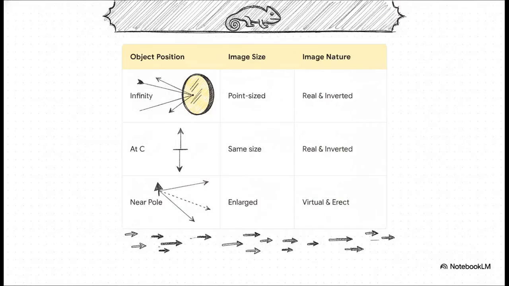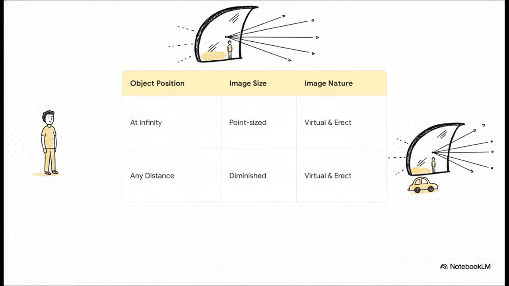As you can see from the data here, the concave mirror is an absolute optical chameleon. Depending entirely on where you place your object, it can project a tiny, upside-down real image of a distant star, or if you move that object right up close, say between the pole and the focus, it suddenly creates a massive, magnified, upright virtual image. It's seriously incredibly versatile. But then you have the convex mirror.